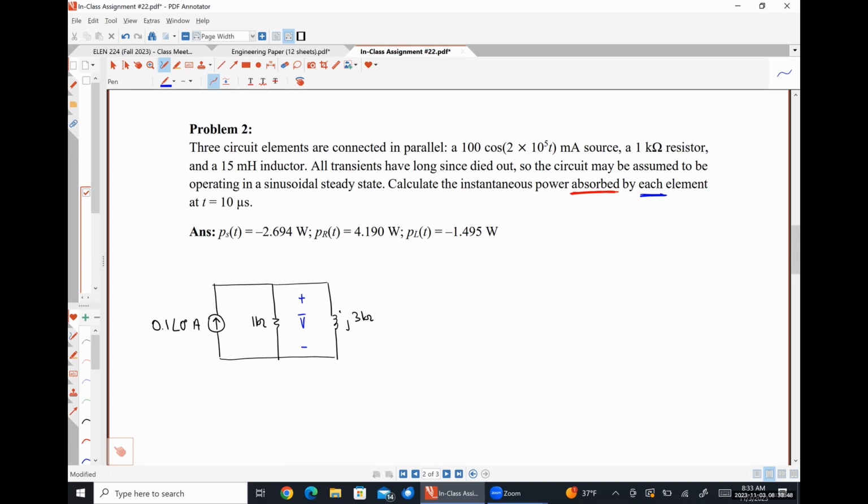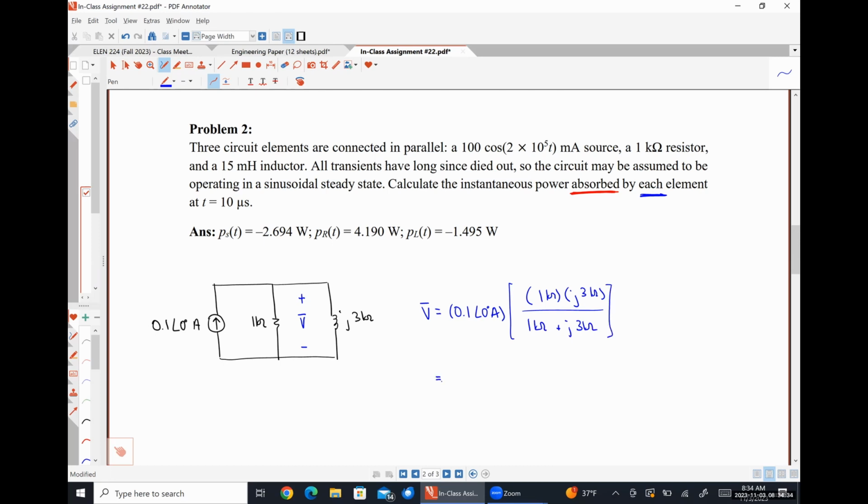We could do current division, but I argue that that's too much thought, too much work. I would argue that Ohm's law is fair game, because we have a known amount of current flowing into a parallel combination of impedances, right? So using Ohm's law, I could say that my voltage V is just 0.1 angle 0 degrees amps multiplied by 1 kilo ohm times j3 kilo ohms over 1 kilo ohm plus j3 kilo ohms.